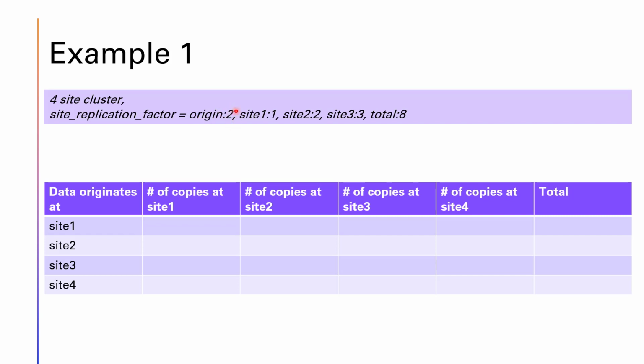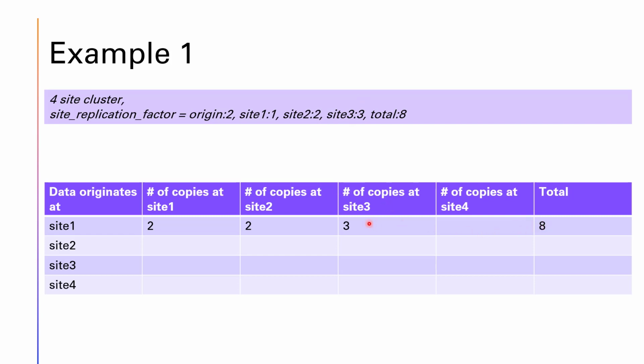So internally, if there is a conflict, Splunk will always take the greater value. That means my site 1 will get 2 copies of the data. So that's the rule. Now what would be the number of copies at site 2 in this scenario? Site 2 we have explicitly maintained 2, that means site 2 will get 2 copies. Site 3 will get 3 copies, I have explicitly maintained this one, and the total is 8.